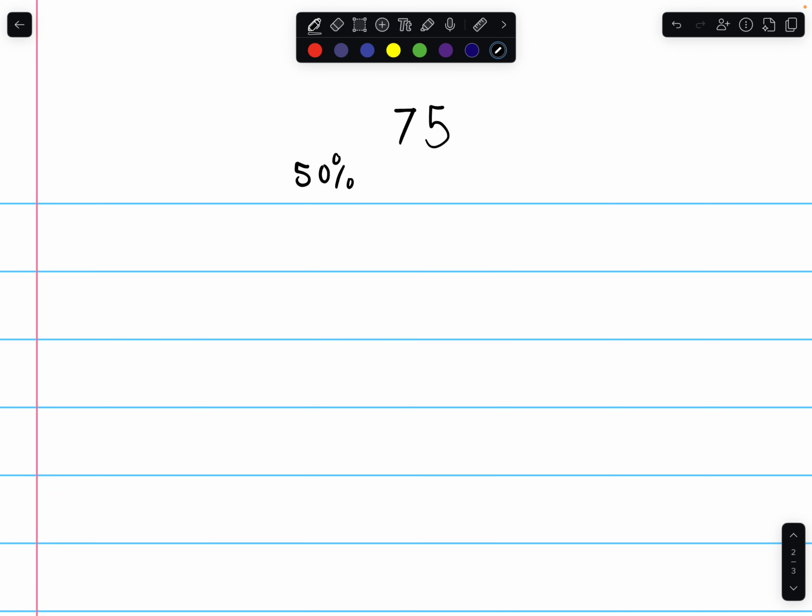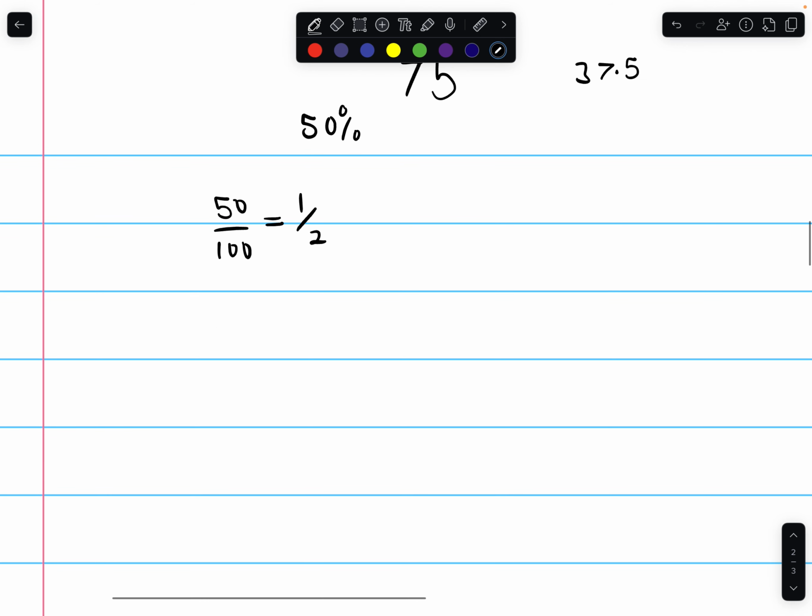We know that 50% is just 50 divided by 100. That's just reduced to 1 over 2. So just divide it by 2. You understand what I mean? That's gonna be 37.5. Please forgive me. I need my calculator for a minute. Okay, I'm correct. 37.5.